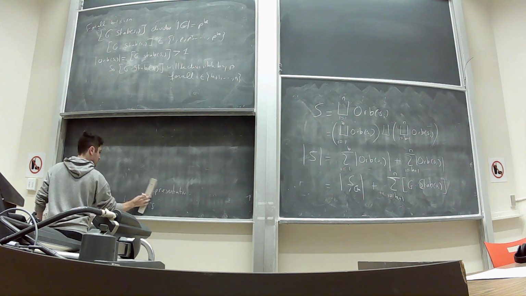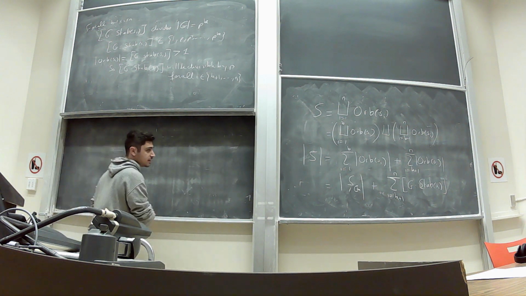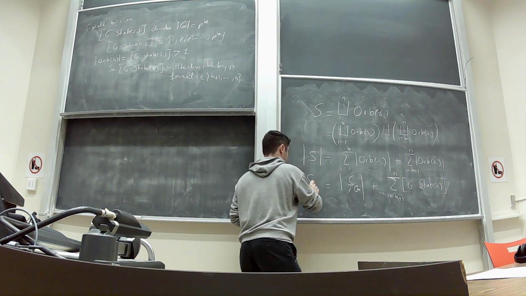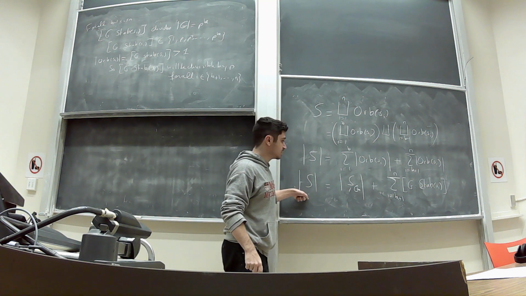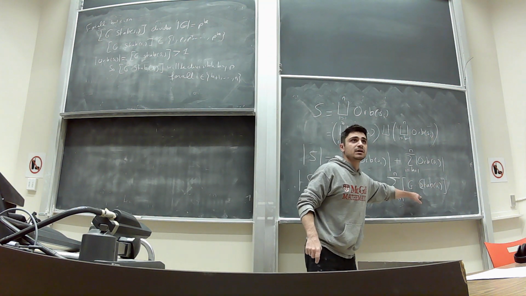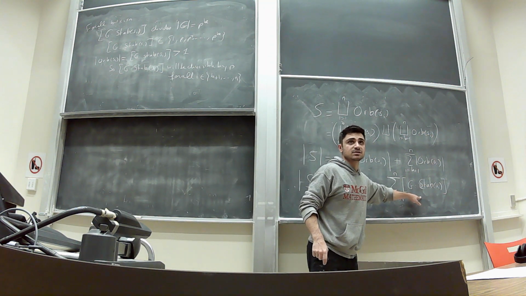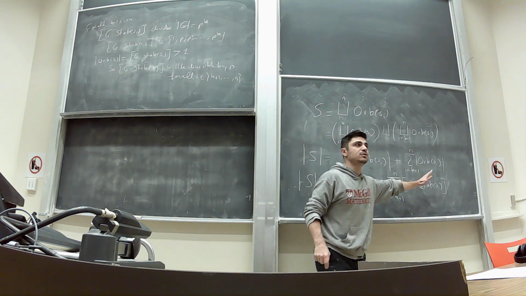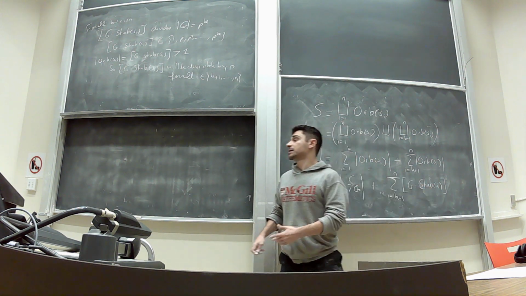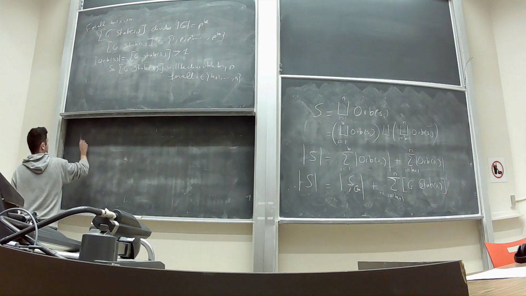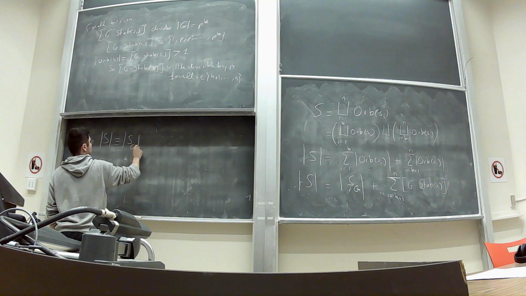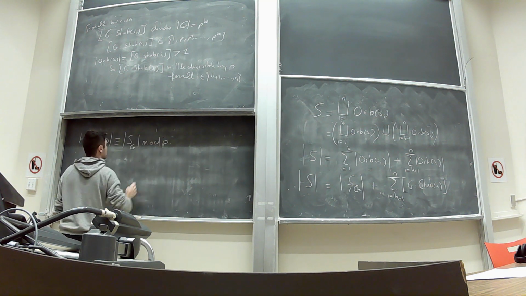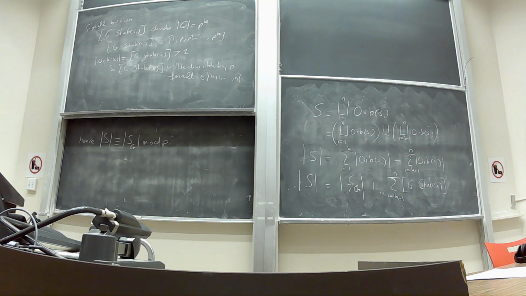Now, look at this equation here. Everybody, let's look at this equation. Is this divisible by p? Is this sum divisible by p? Yes. So when I reduce mod p, what will happen to this? 0. Hence, the size of S is congruent to the size of S^G mod p. Okay? No?